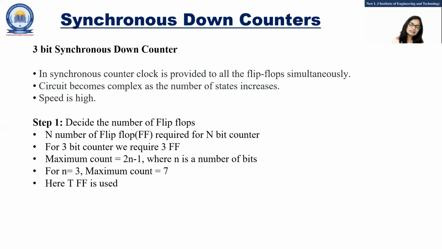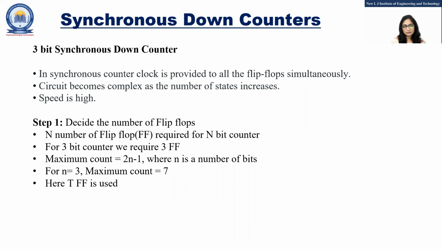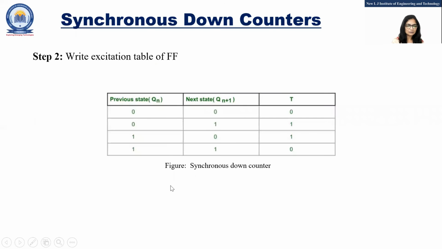Now we will see synchronous down counters. Again, the steps will be the same. You have to follow the same steps in each and every synchronous counter. So step 1, you have to decide the flip-flops. For a 3-bit synchronous down counter, 3 bits are given, so 3 flip-flops you have to use.